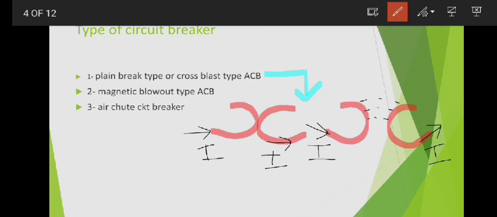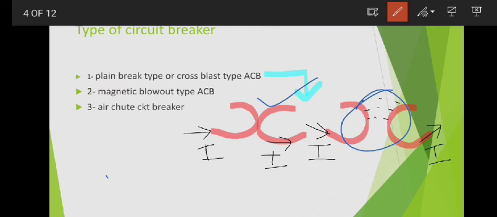So here it is a lengthy process. This plain break type, or cross flash type, air circuit breaker is a lengthy process. It is used in transformers, and their gap required is more. That's why you cannot use it anywhere except in the transformer.